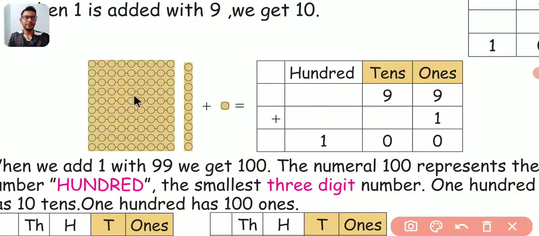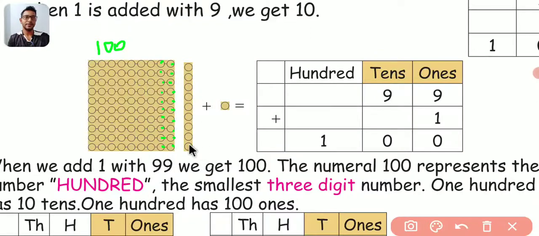Inside we have circles, so many circles. So if you count 1, 2, 3, 4, 5, 6, 7, 8, 9, 10, 11, 12, 13, 14, 15, 16, 17, 18, 19, 20. Okay, if you count you will get inside 100 circles. Therefore this picture is representing the number 100.